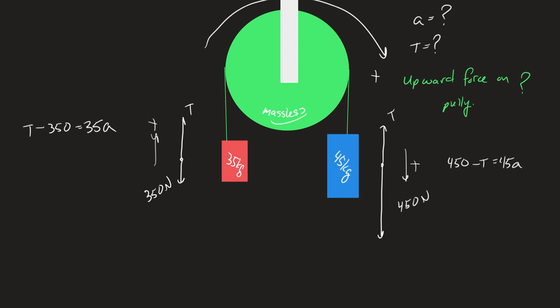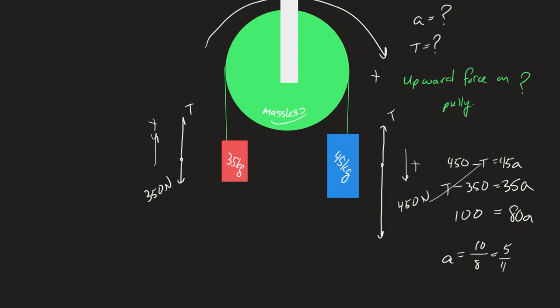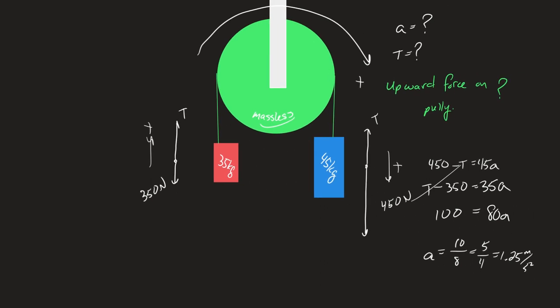So, folks, if you add them together, you get 80A on this side, the total mass of the system. The T's cancel and you get 450 minus 350, which is 100 on this side. So the acceleration is 100 over 80, or 1.25, right? Meters per second squared. Questions? It's a lot. Practice. Your homework will be posted probably around 4:30.